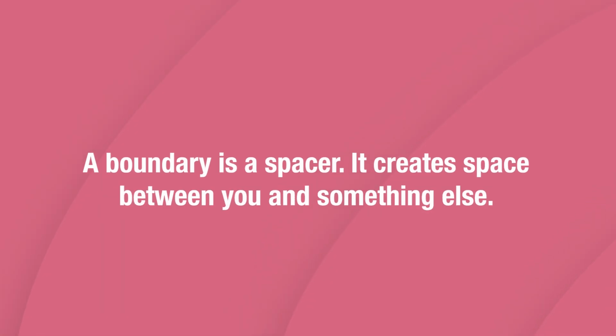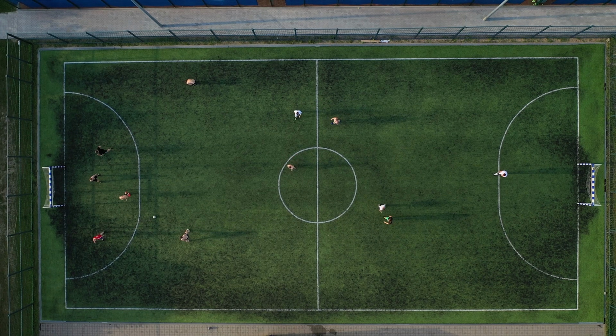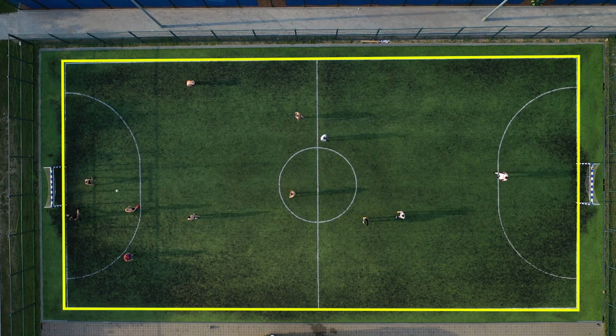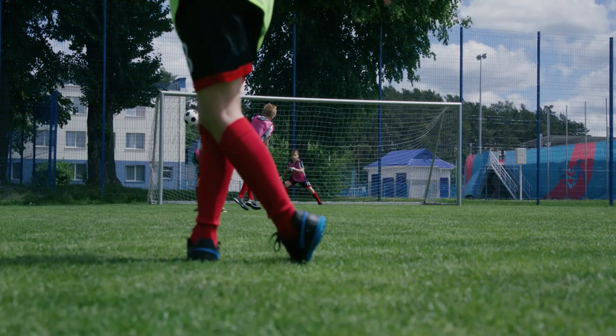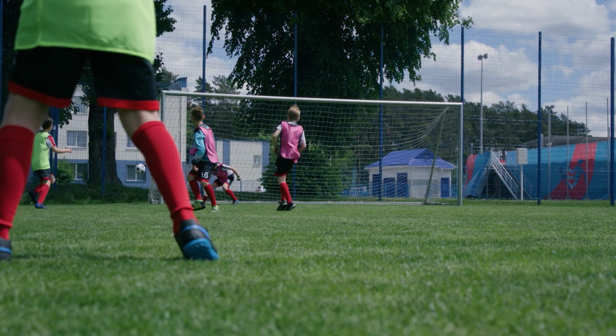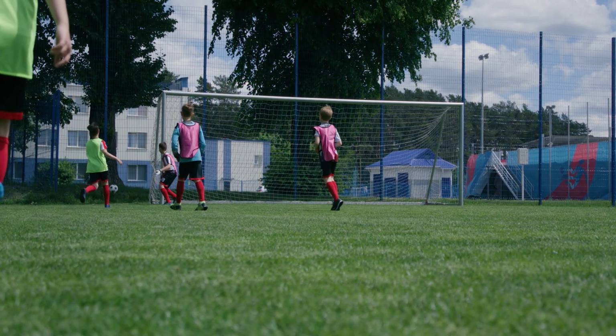So first we want to take a look at what is a boundary. A boundary is a spacer. It's something that creates space between you and something else. So for example, you could think of the boundary on a soccer field. That's a pretty obvious boundary. It's actually marked with lines on the soccer field. If something is out of bounds, it's on the other side of the boundary. If it's in bounds, it's inside the soccer field. Those kinds of boundaries are pretty easy to see and understand.